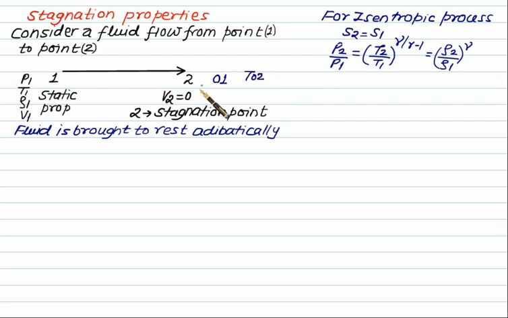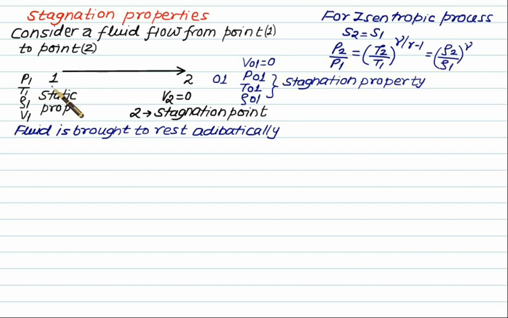Velocity will be equal to 0 here, so we have V01 equal to 0. So this static pressure will convert into a stagnation pressure equal to P01. Temperature T1 will convert to stagnation temperature T01. Static density ρ1 will convert into stagnation density equal to ρ01. These are the properties we are interested in, which are called the stagnation properties.